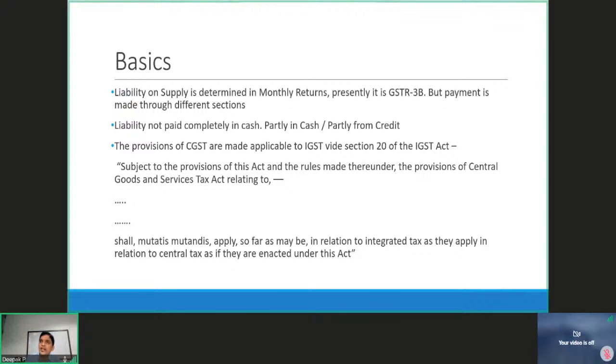Now, will you pay this 18% completely to the government? No, because you have something called a credit lying in your ledger. You will utilize the credit and then make the payment. So liability is determined from your sales, but the payment can be made in two ways, from your credit balance and from your cash balance. Use the credit balance to the extent possible, then whatever is the pending amount you pay from your cash.